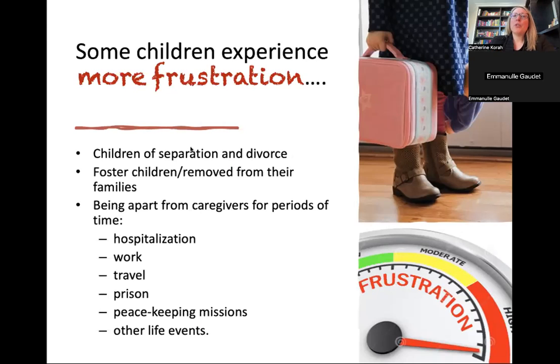And so many examples here, from parents that are separated, where there's highly conflictual dynamics, where a child might be placed in foster care or removed from their family, where there's hospitalization happening, where the parents are often traveling or busy working, really not giving the time and the attention that the child needs. If there's a parent or a family member in prison or other life circumstances, thinking about trauma and so forth, that all of these can have an extra layer of frustration.